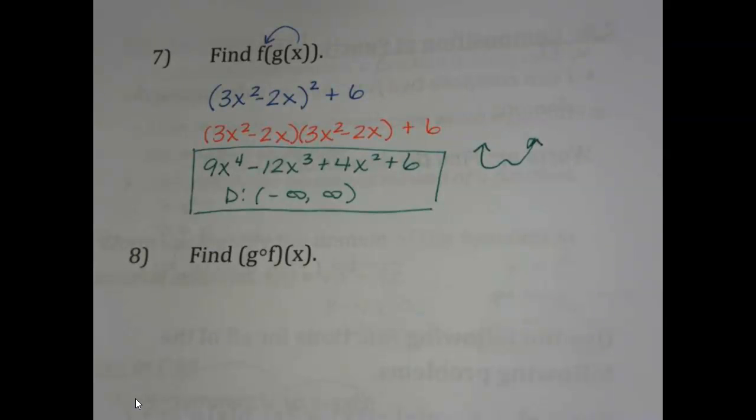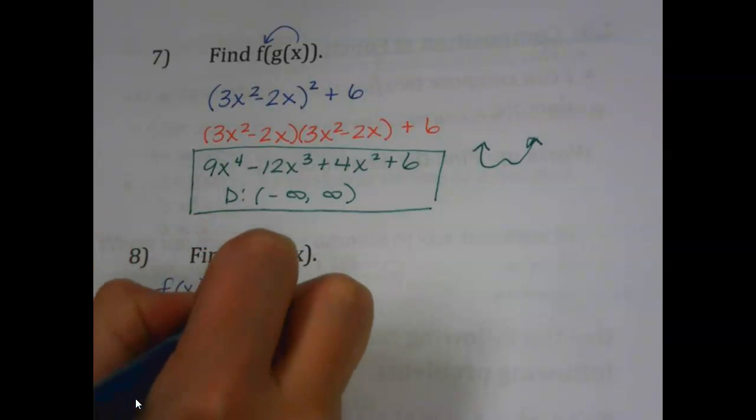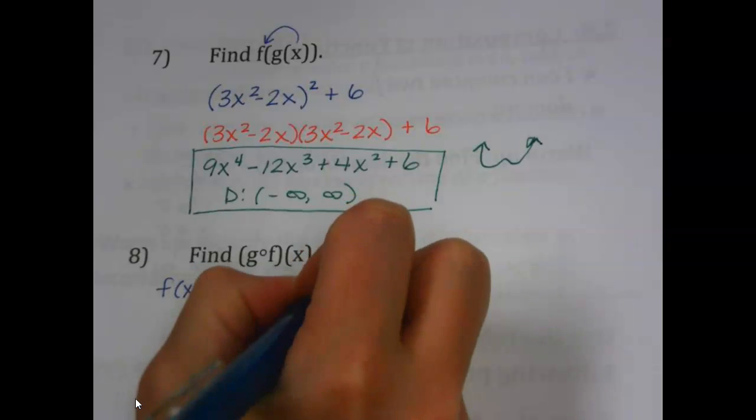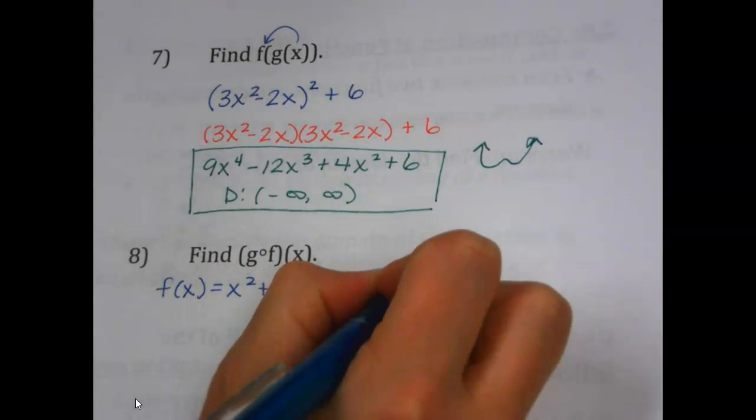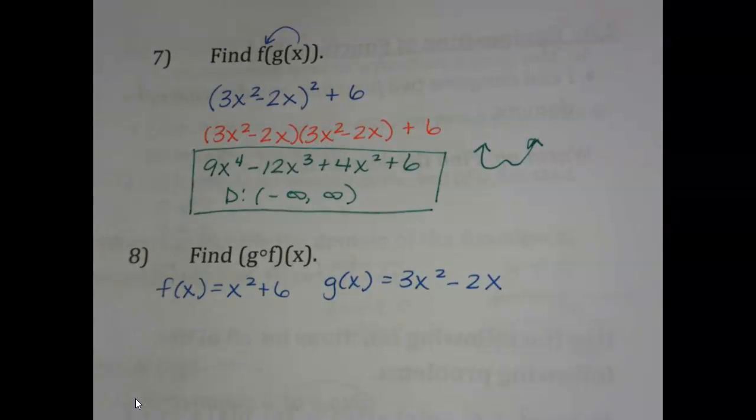All right, please try g of f of x. And again, if you forgot the functions, zip back and find those. I can even write them here for you. F of x is x squared plus 6. And g of x is 3x squared minus 2x. So this time we should be putting f into g. So it's the opposite of what we did on number 7. On 7, we put g into f. Now we're putting f into g. And you'll see we get a very different answer. So you cannot switch them around.